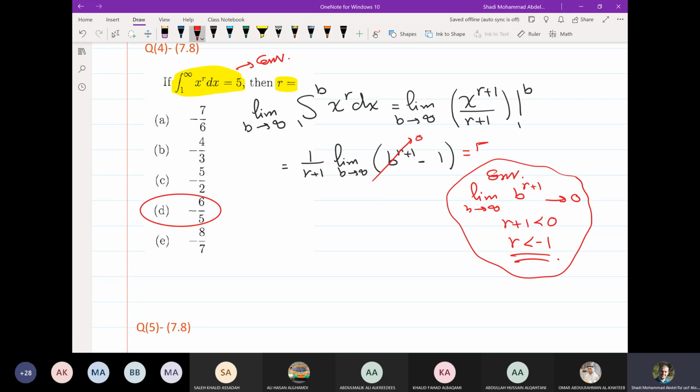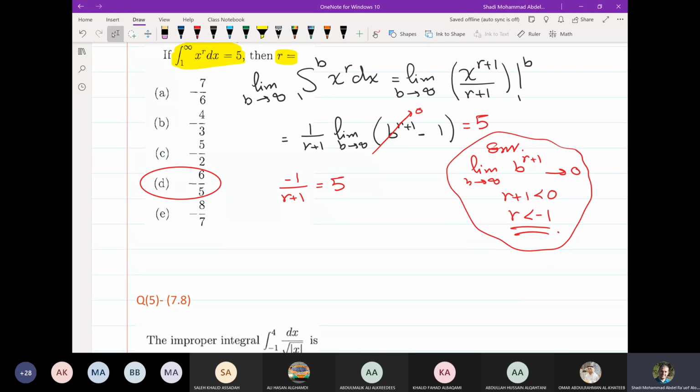And this is equal to 5 from the question. So what you have is minus 1 times 1 over r plus 1, so it will be minus 1 over r plus 1 equal to 5. Now you can solve it. This means r plus 1 equals minus 1 over 5, which means r will be minus 1 over 5 minus 1, which is minus 6 over 5. Is that clear, Shabab? So the trick is here.